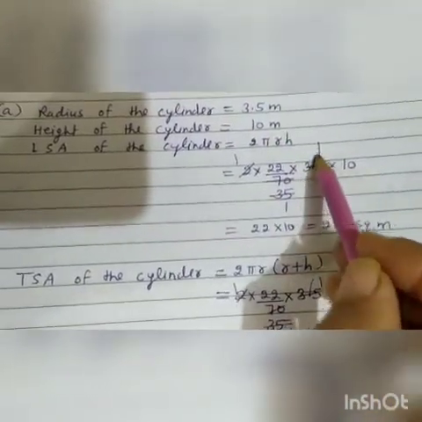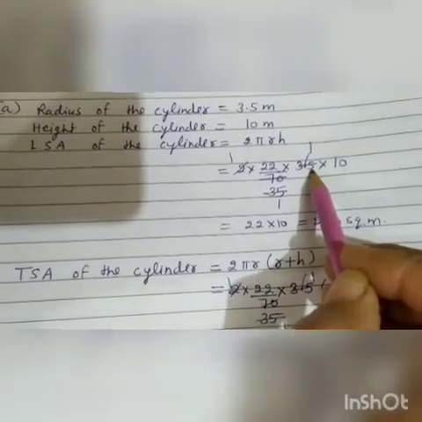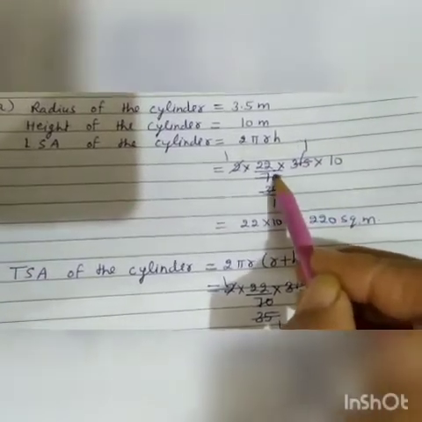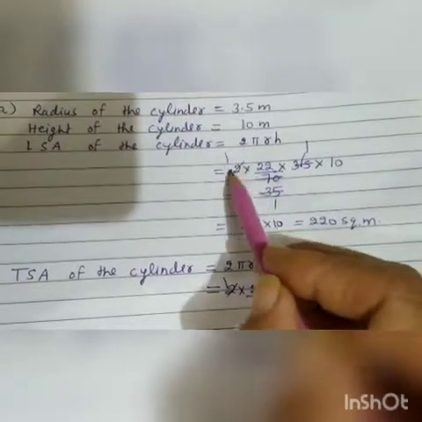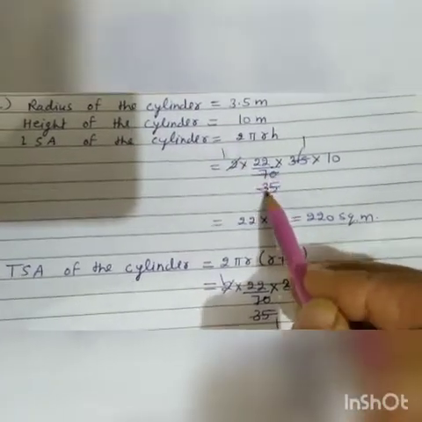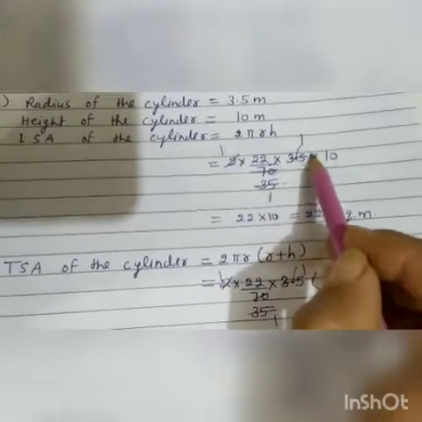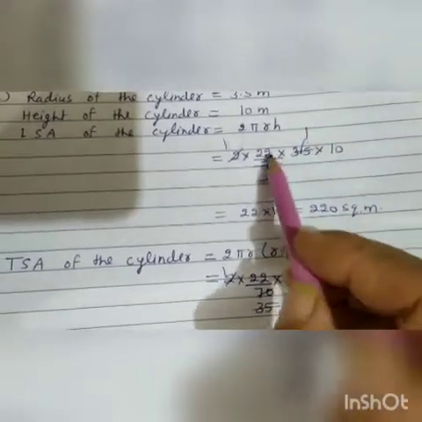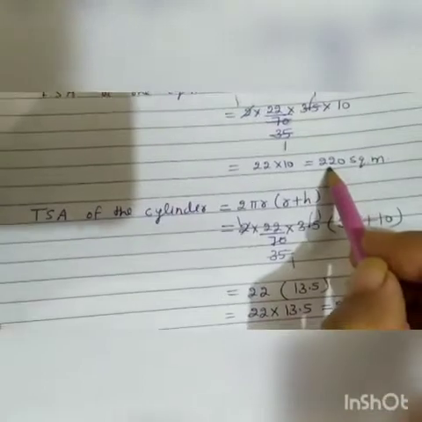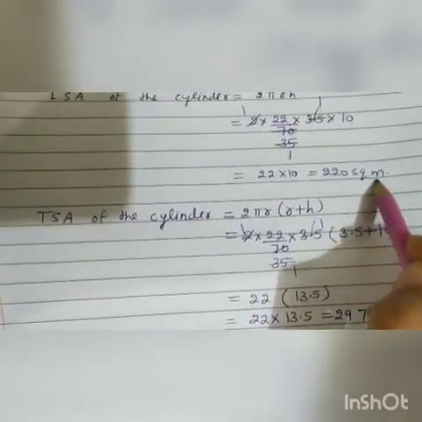Remove this decimal from here. After decimal there is one digit, so we will add 1 0 here. Then simplify it. 2 1s are 2, 2 3s are 6, 1 remainder 10, 2 5s are 10. Then 35 1s are 35, 35 1s are 35. Now this 20 into 10, it is 220 square meter.